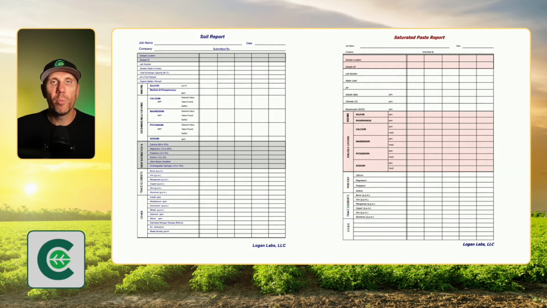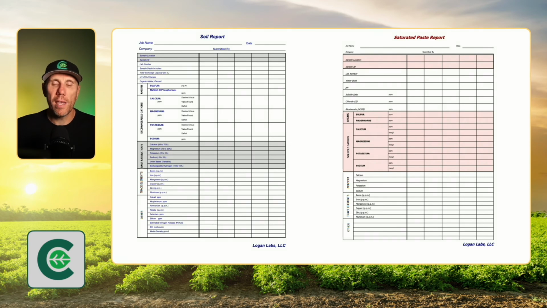If you get the complete plus extras test, you'll get these two reports. The gray and white report is the Mehlich 3, which uses a harsh acid extraction agent, which tells you the total nutrient pool in that soil. The saturated paste test uses deionized water, or if you want to be more advanced, send in your source water, and this will tell you what is currently water soluble and accessible to the roots.